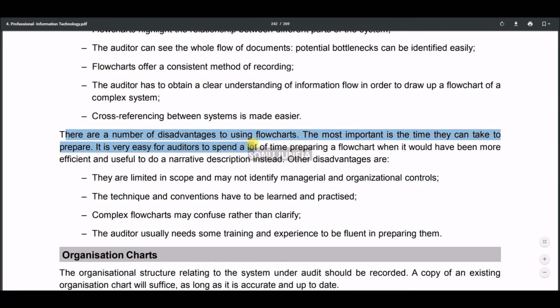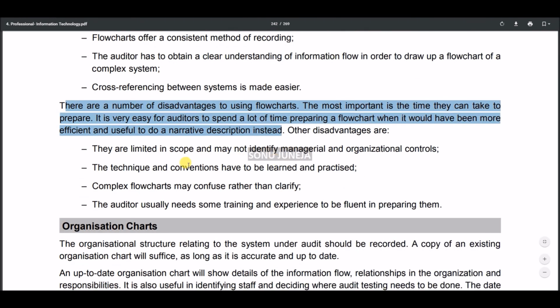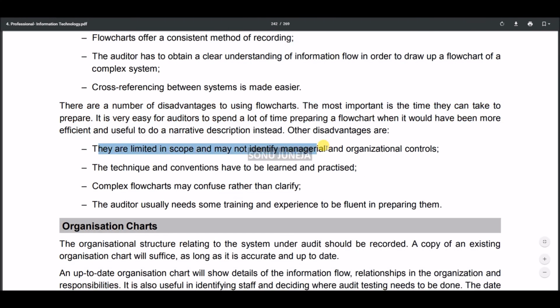It's very easy for the auditor to spend a long time preparing a flowchart when it would have been more efficient and useful to do a narrative description instead. Other disadvantages: limited in scope, does not identify the managerial and organizational control. The technique and convention have to be learned and practiced.